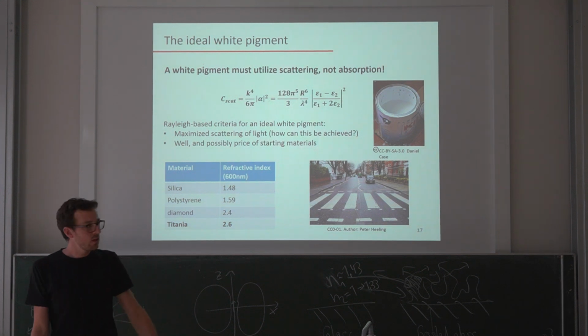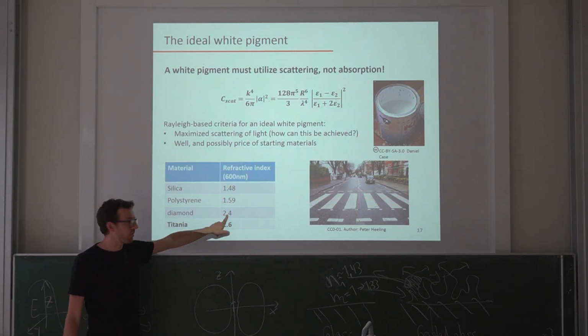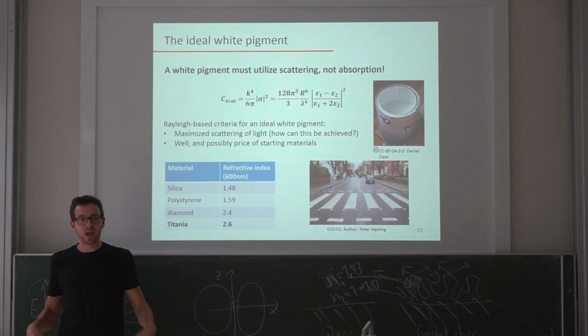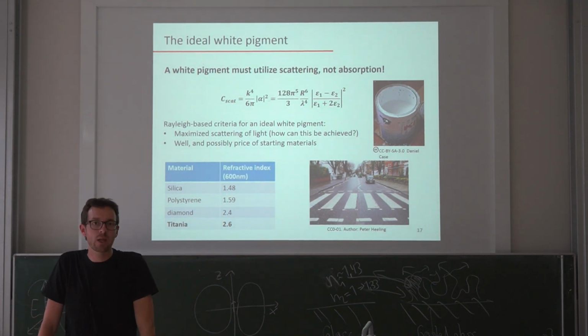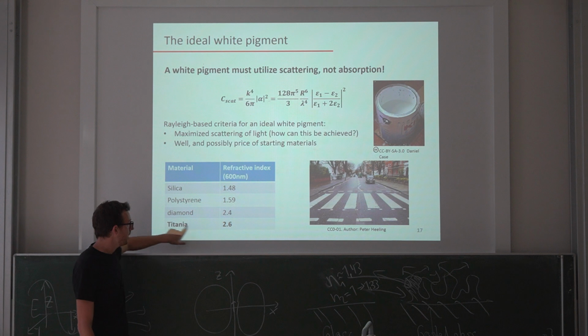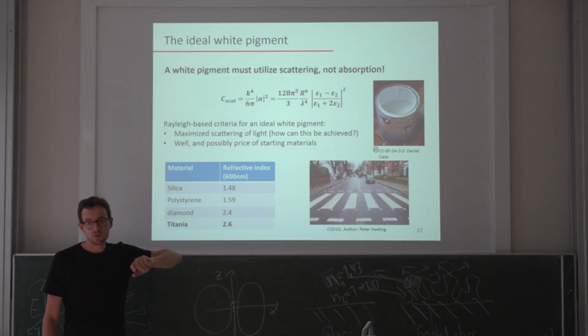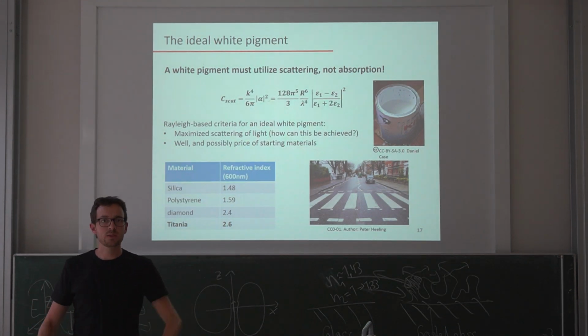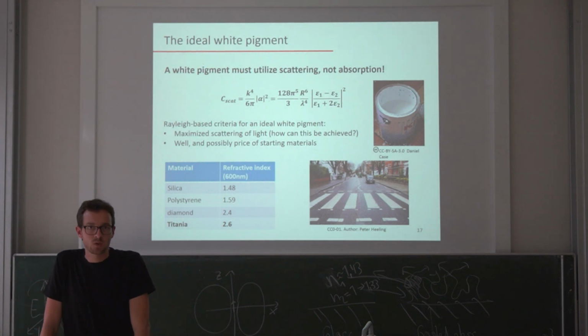But then you see diamond has a very high refractive index. So a very good idea to create a very good white wall would be to grind diamonds into small pieces and then put them on the wall. But of course, this is maybe not very feasible, especially on large scales. So you continue to look, and then you find titania has a very high refractive index as well, 2.6. And this is exactly what streets and wall paints and so on are very typically made of.